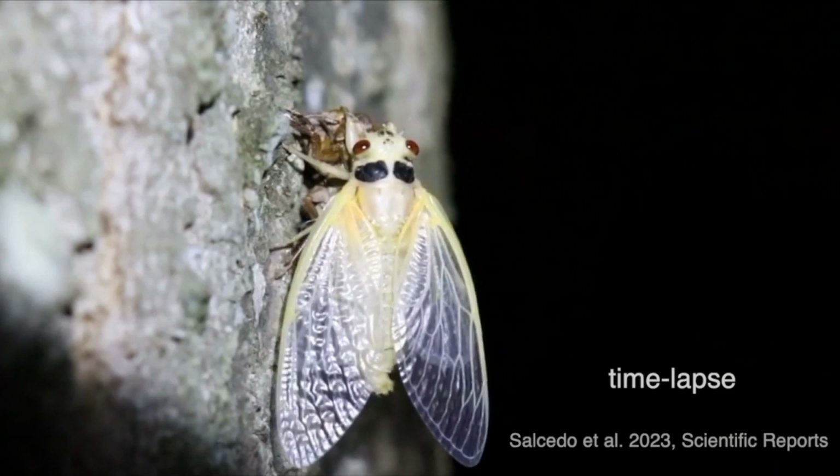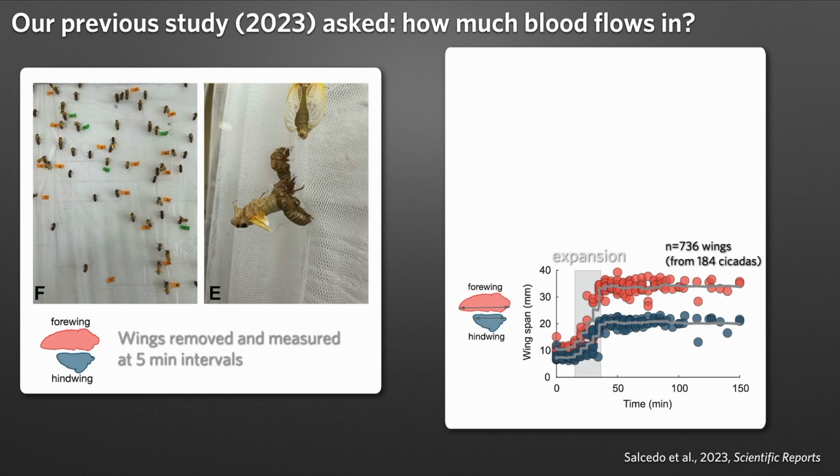So previously, we did a study on these cicadas where we allowed the nymphs to crawl up a wall that was lined with mesh. And what we did is we timed these events, and we pulled the cicadas off at 5-minute intervals, and then we dissected their wings. And our question is, how much of the hemolymph, the blood, actually flows into the wings? What is the mass change?